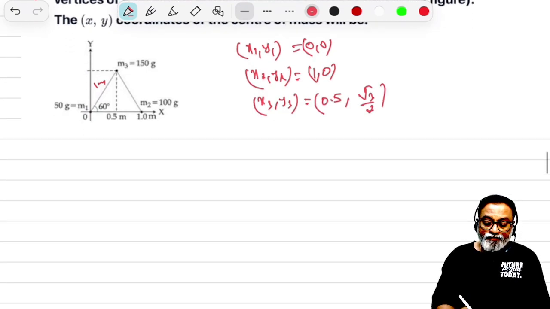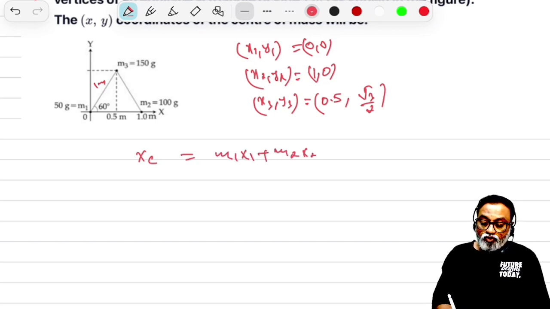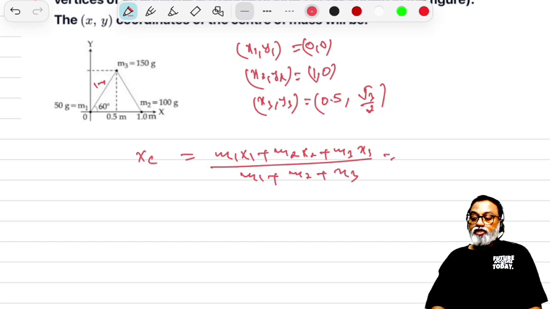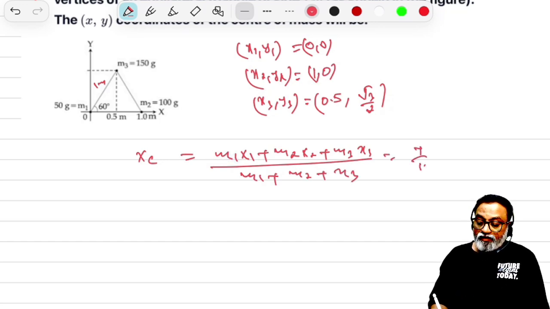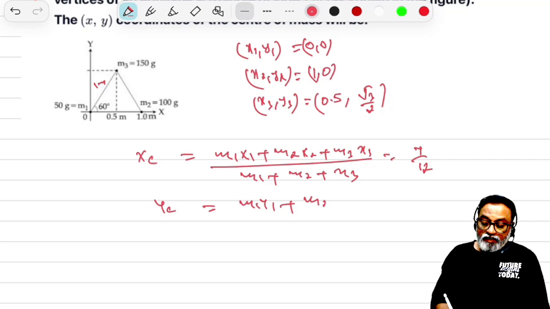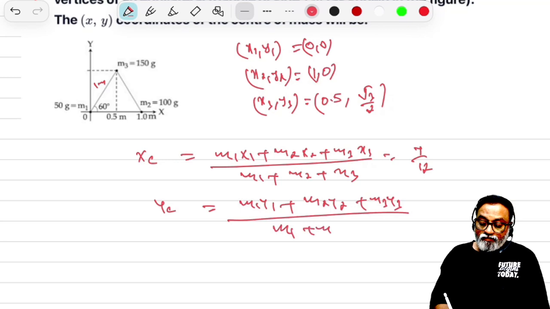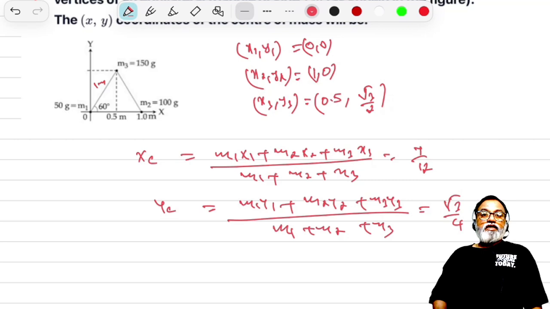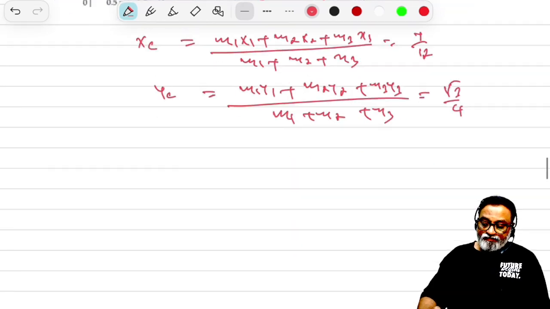These are the coordinates. Then, xc is equal to m1 x1 plus m2 x2 plus m3 x3 by m1 plus m2 plus m3. See, by substituting the values, we can get 7 by 12. Like that, yc also is m1 y1 plus m2 y2 plus m3 y3 by m1 plus m2 plus m3. Here we can get root 3 by 4. Like that, we can find out the coordinates of the center of mass in a discrete particle system.